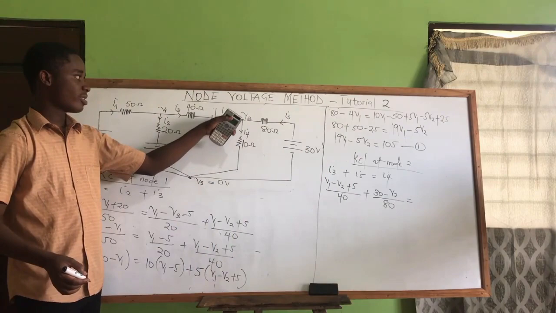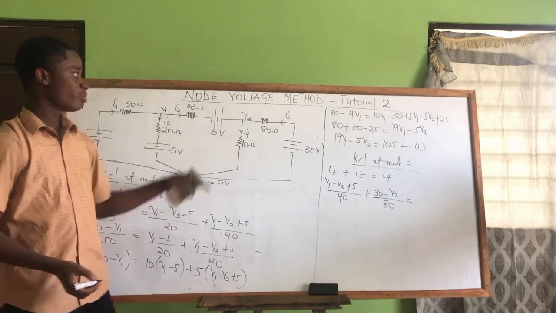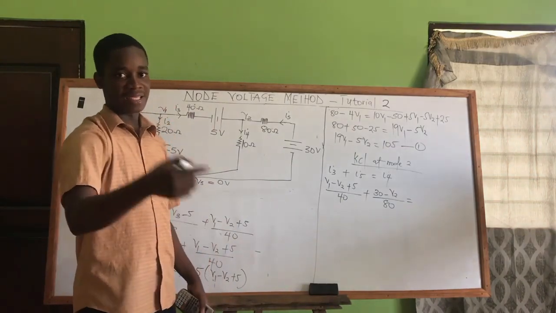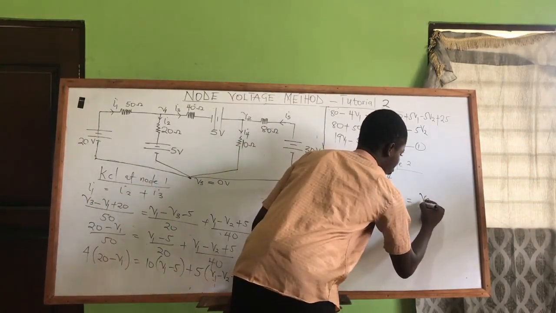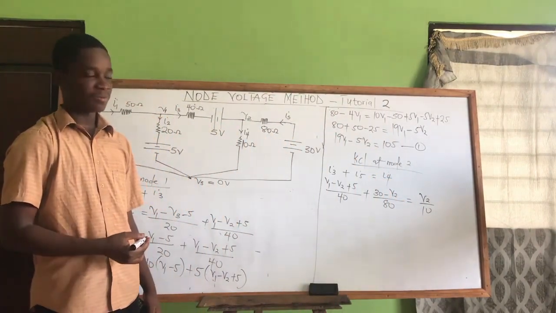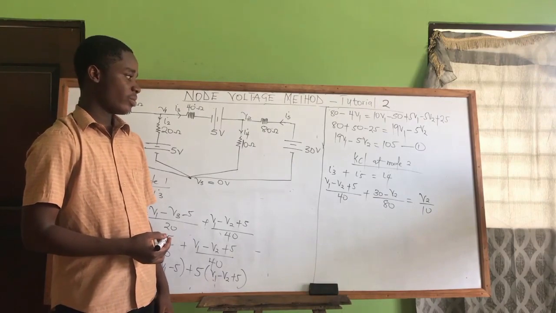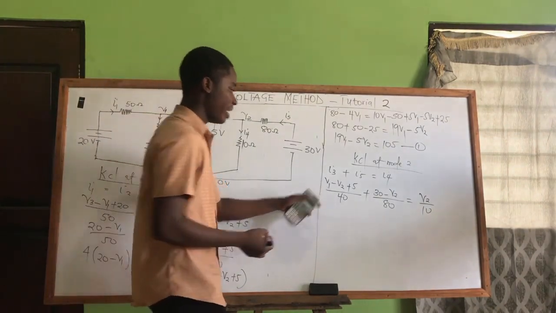I4 is going from V2 to V3, which is 0. So it can simply be V2 minus 0 over 10, which is the same as V2 over 10, because I know V3 is 0. So what is the LCM here? We can use 80 as the LCM. So let's multiply here by 80.